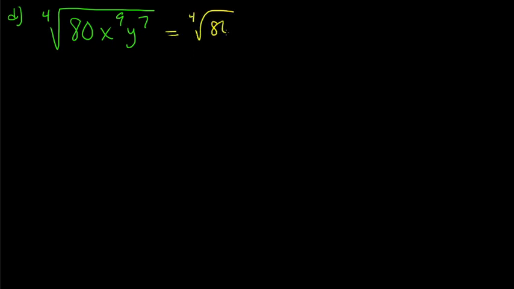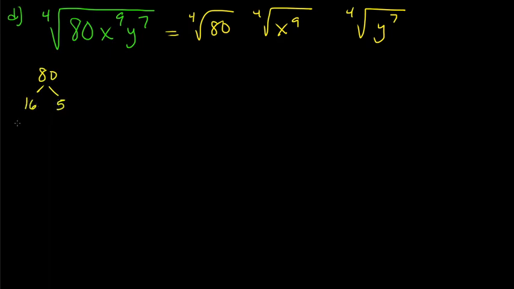The fourth root of 80 times the fourth root of x to the 9 times the fourth root of y to the 7. But now we're looking for powers of 4, right? So instead of dividing by 4 or even 8, we should divide by 16. Remember, 16 is just 2 to the 4. So 80 divided by 16 is 5, I believe. So we just get the fourth root of 16 times the fourth root of 5. And the fourth root of 16 is exactly 2, so 2 times the fourth root of 5.